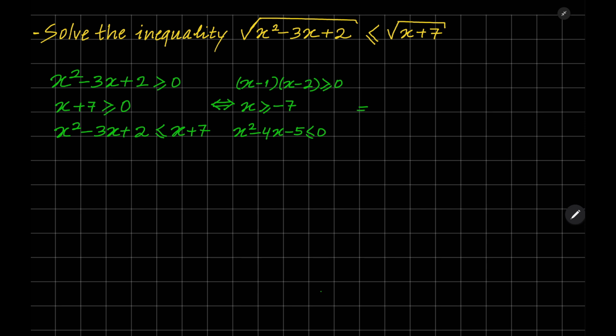And if we continue, again, x minus 1 times x minus 2 greater than or equal to 0. x is greater than or equal to negative 7. And if we factor the third expression, it will be x plus 1 times x minus 5 less than or equal to 0.